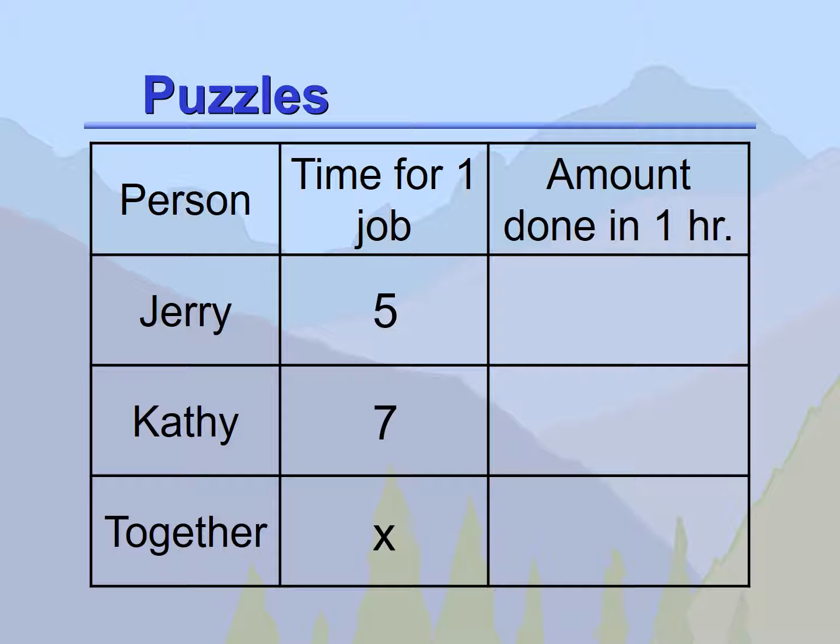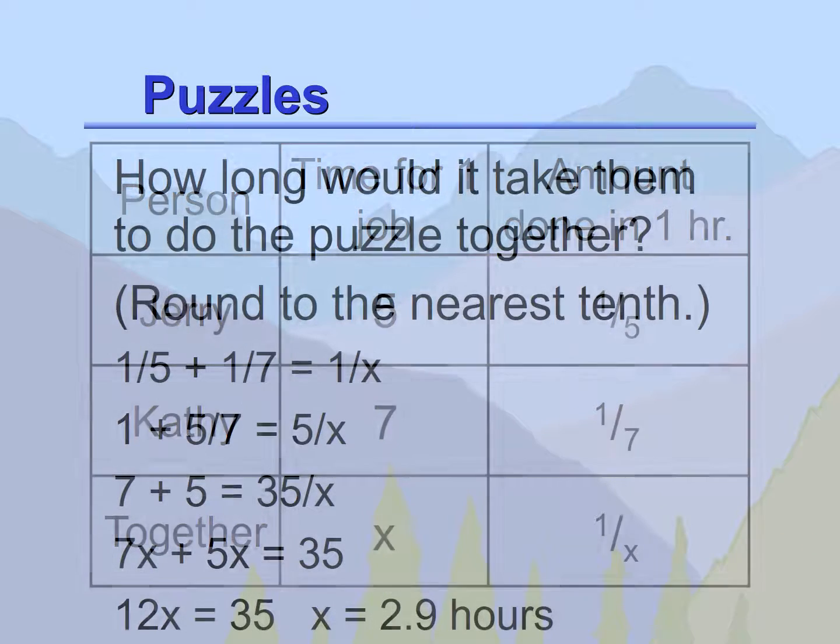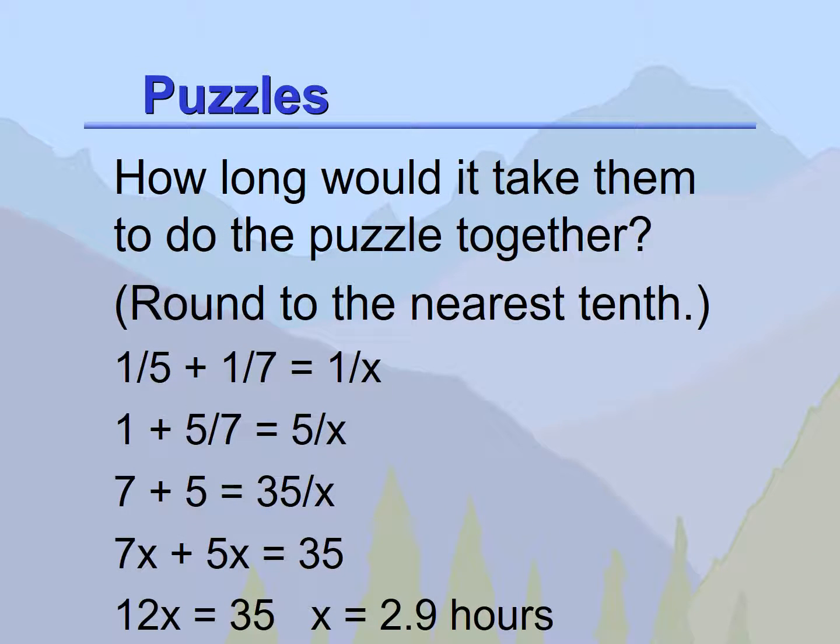And then amount done in 1 hour is always going to be 1 divided by whatever number it took them for one job, right? So it'll be 1 over 5 for Jerry, 1 over 7 for Kathy, and then 1 over x together. So for this one, again, the same as all the other work problems, we are going to create a rational equation out of that third column. So it'll be 1/5 plus 1/7 equals 1 over x.